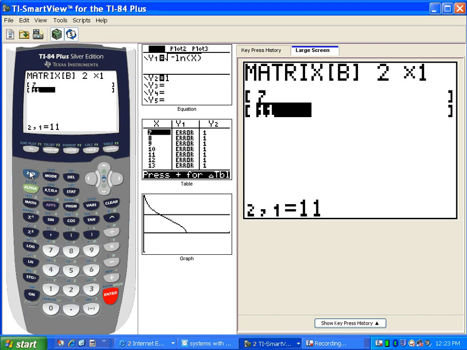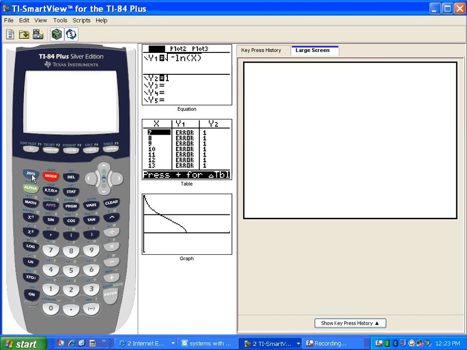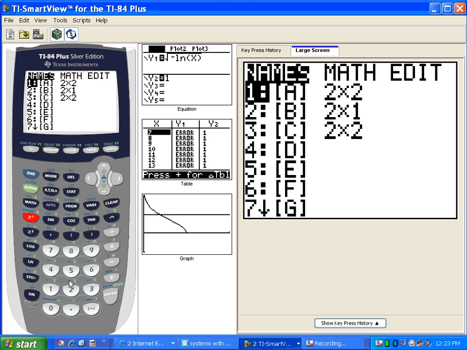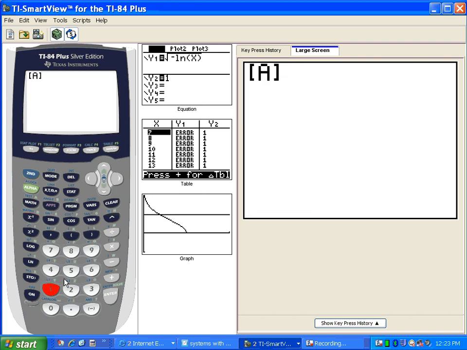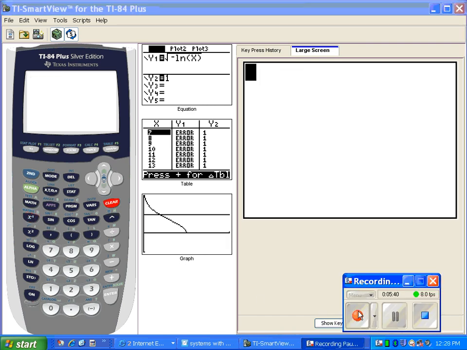To get the actual answer, we second quit back to our home screen. We just do second matrix. We want matrix A, so we call it that. We want the inverse, which is this key right here, the x to the negative 1. See it? It makes a negative 1.